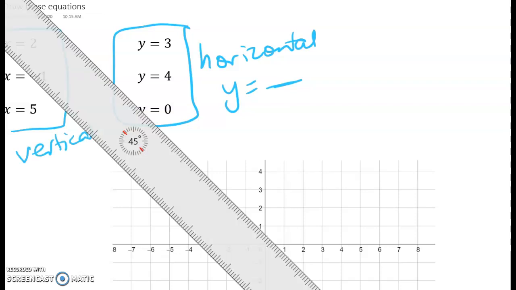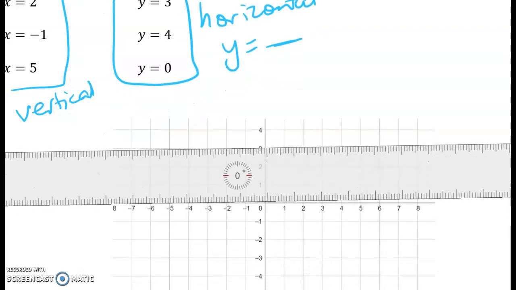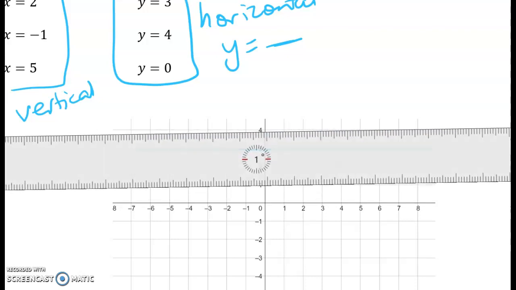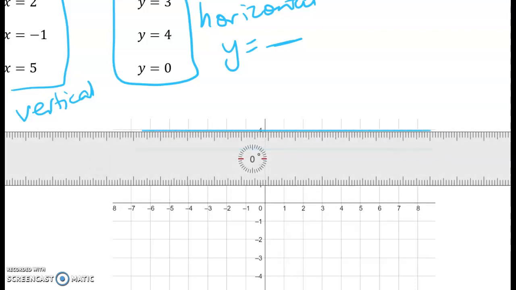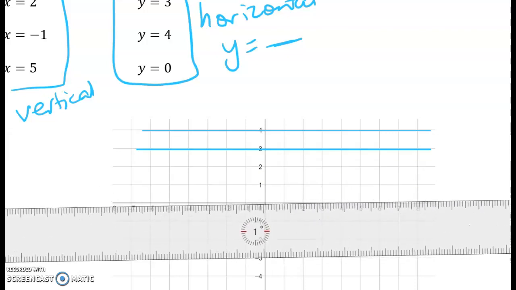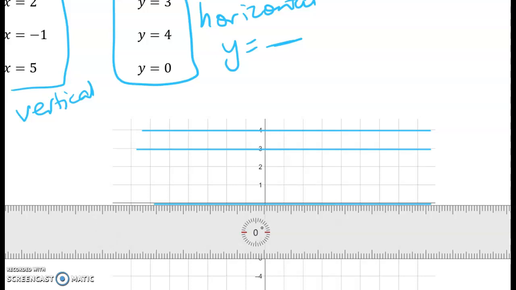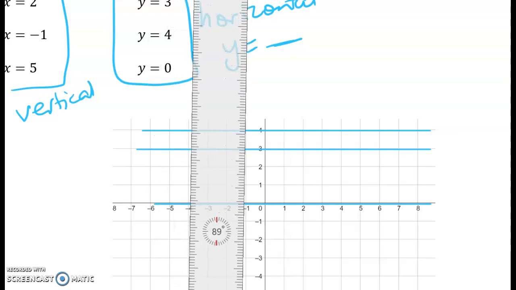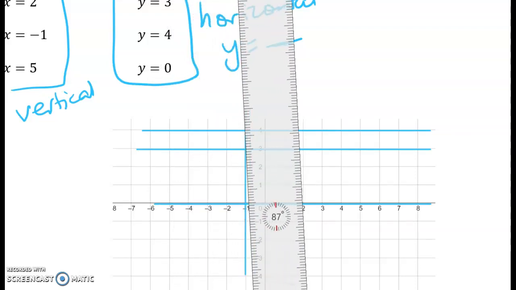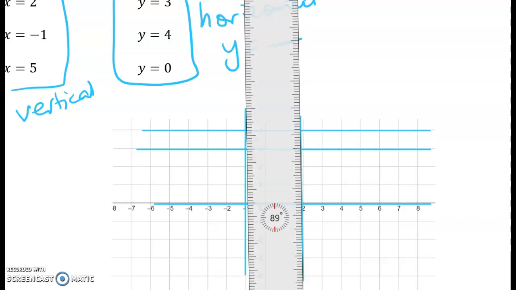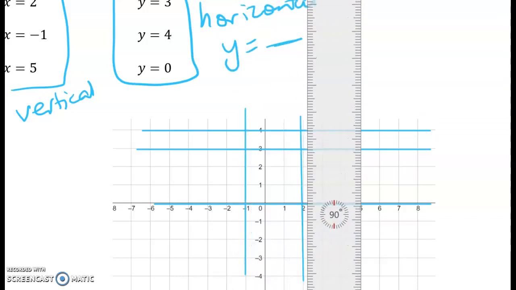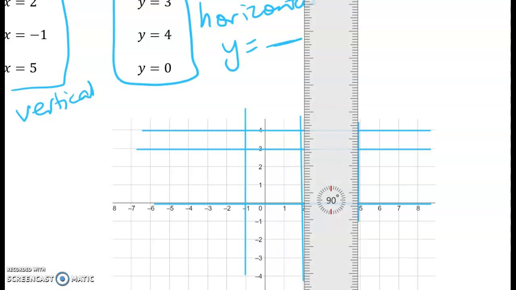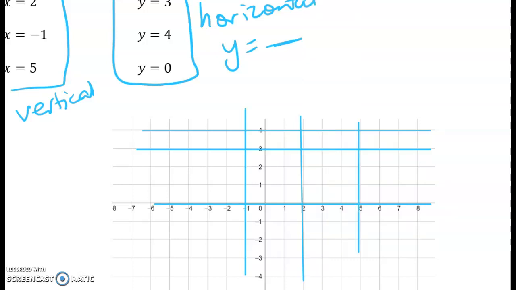So we're going to take a ruler and we're going to start to draw. So we'll do the horizontal ones first. Y equals 3 is this line here. Y equals 4 is this one here. Y equals 0 goes through the x-axis. The vertical lines are at negative 1, 2, x equals 2. Oh, that wasn't quite vertical, but it's pretty vertical. Just be careful to use your ruler better than I am. And then there's the last one, which is x equals 5.